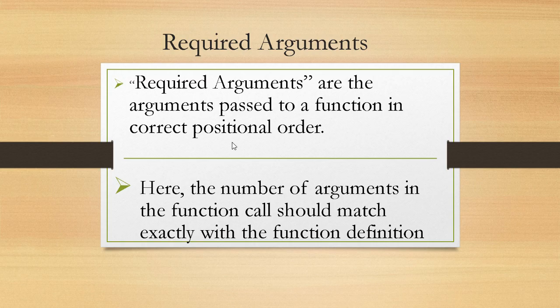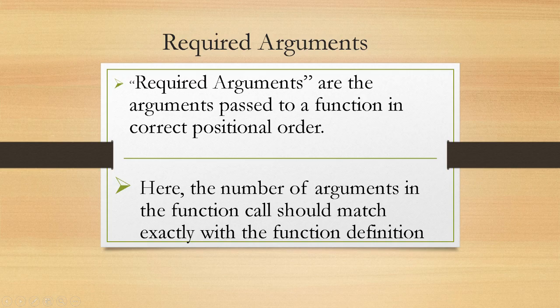Required arguments are the arguments passed to a function in correct positional order. Here the number of arguments in the function call should match exactly with the function definition. That means the values we use in the call statement, the arguments, are passed to a function in the correct positional order. It should be in order. And the number of arguments in the function call should match exactly with the function definition. That means the number of arguments should match the number of parameters used in the function definition.